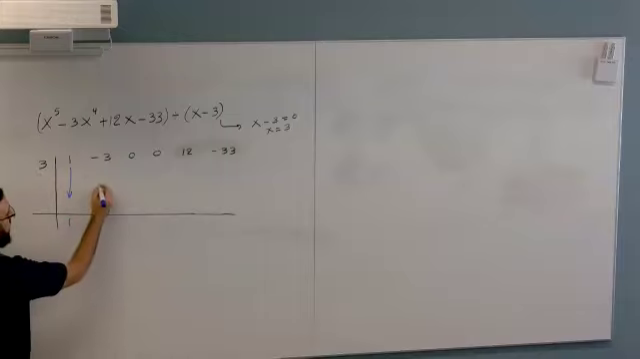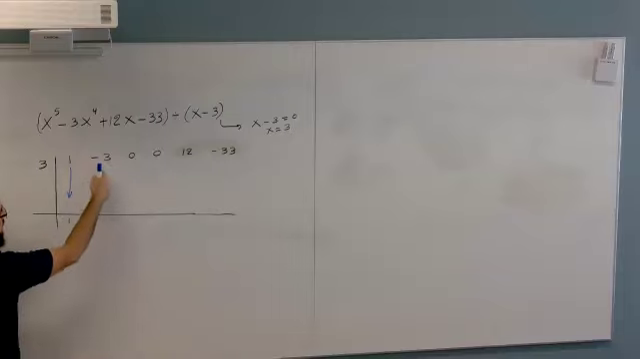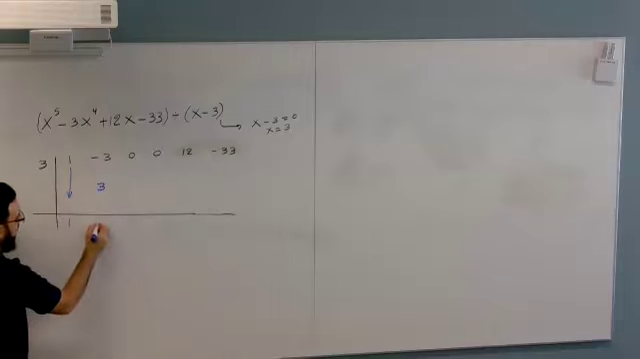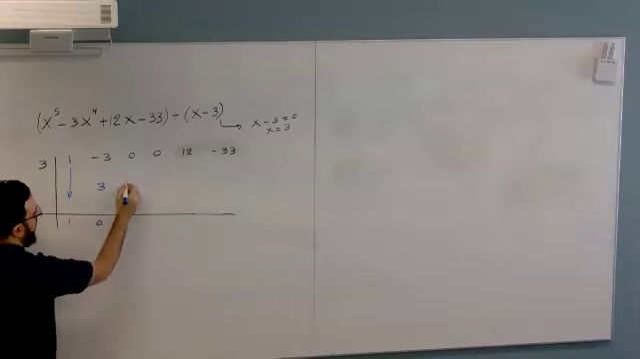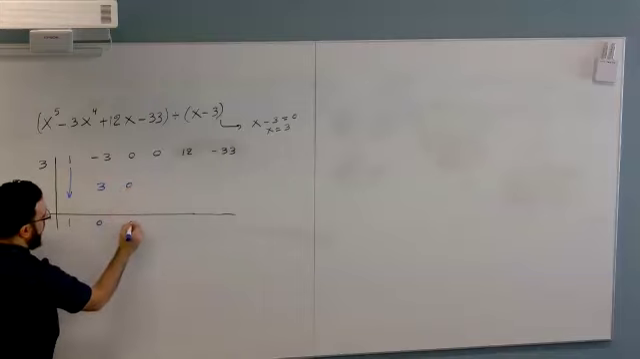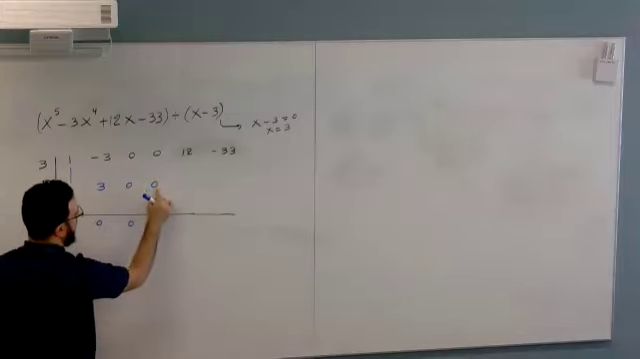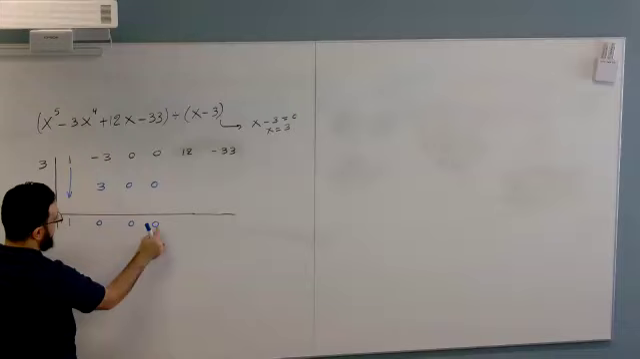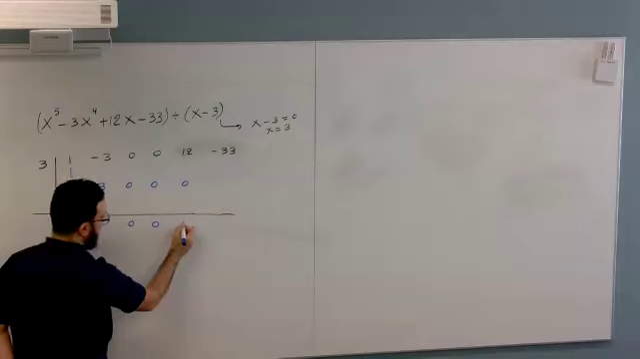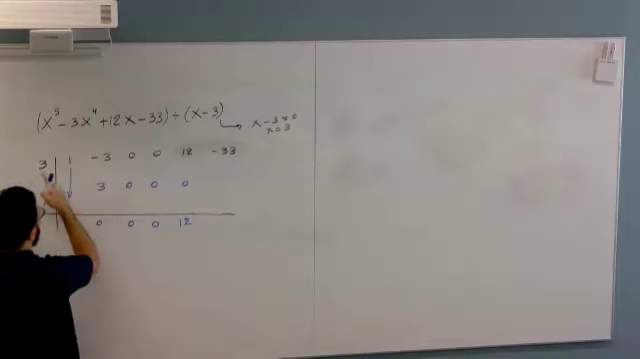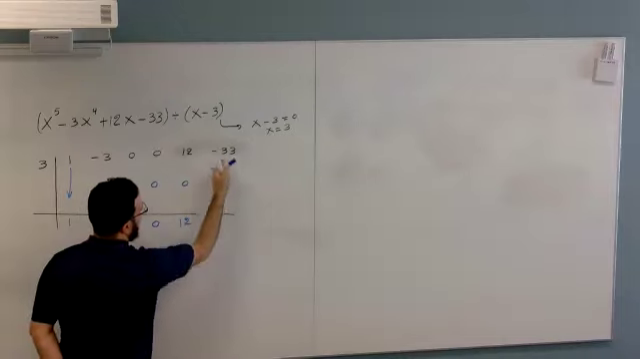3 times 1, 3. Now we're going to add these two numbers. -3 plus 3, 0. Now 3 times 0, 0. 0 plus 0. Now 3 times 0, 12 plus 0. 12 plus 0. 3 times 12. Add these together.